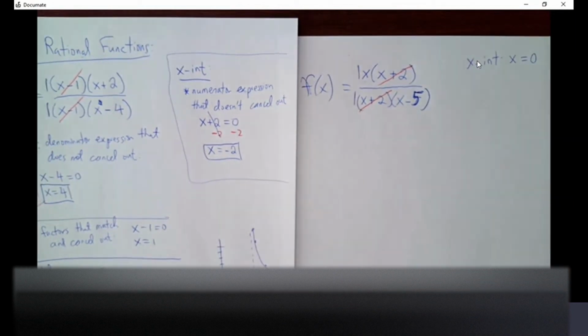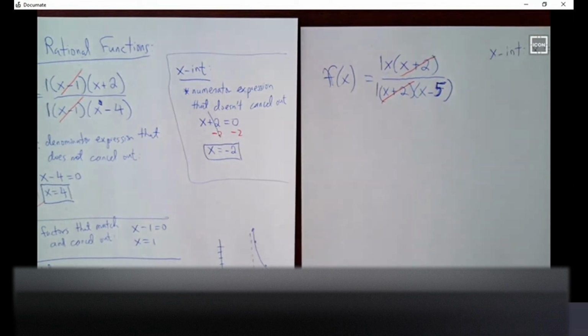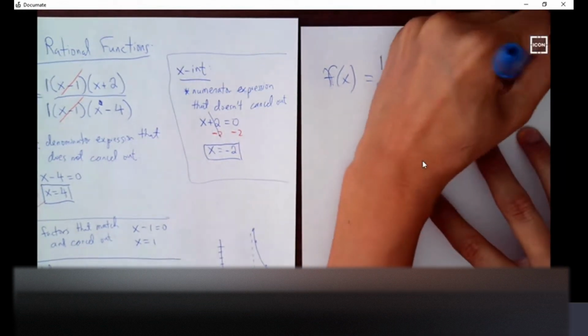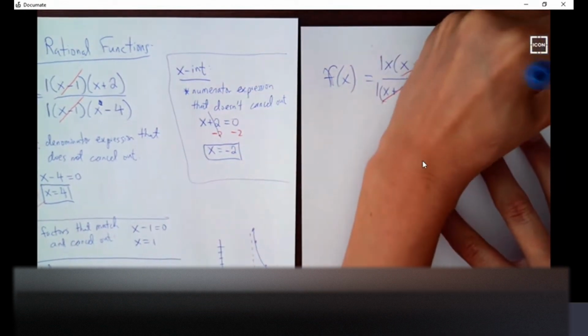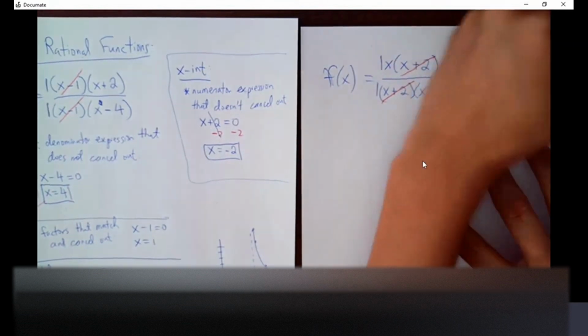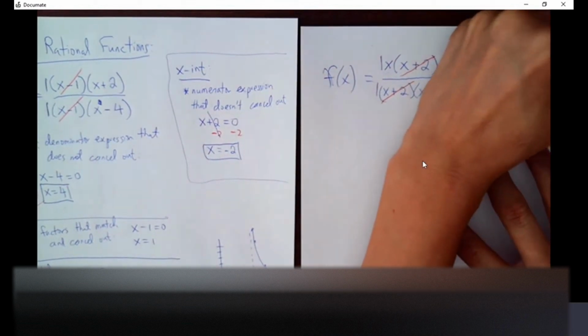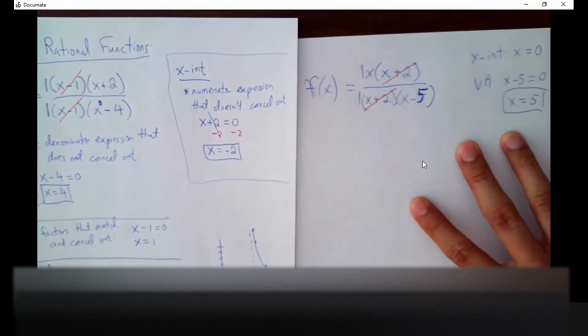And then we do the vertical asymptote, which is X minus 5 equals 0. And we add 5 to both sides. That gives us positive 5.